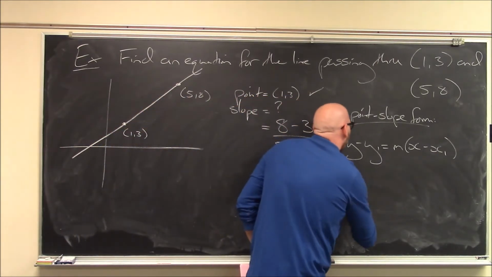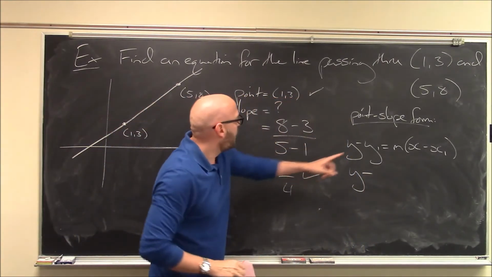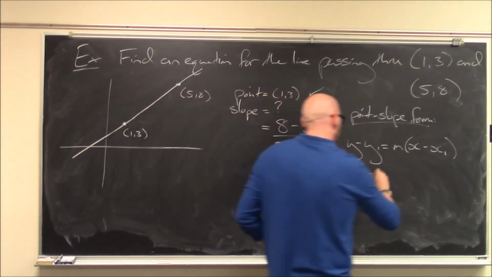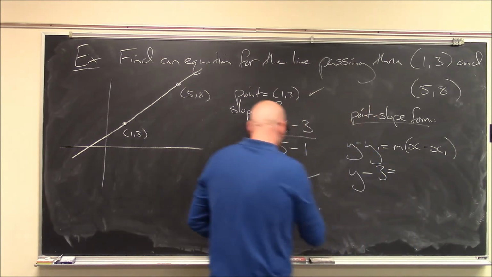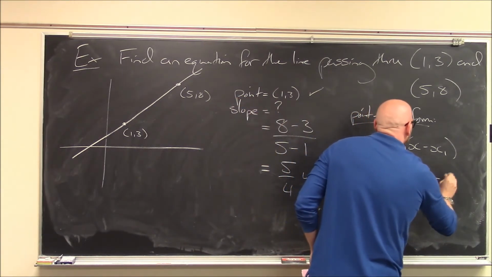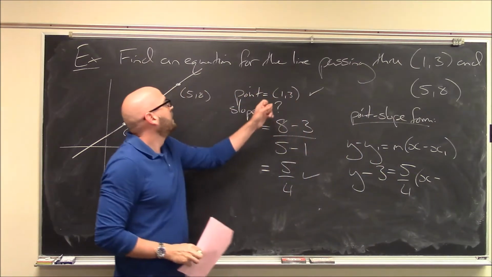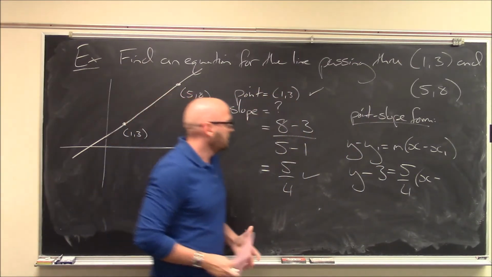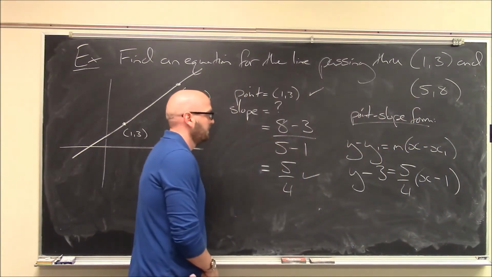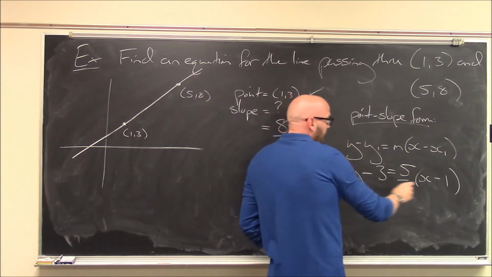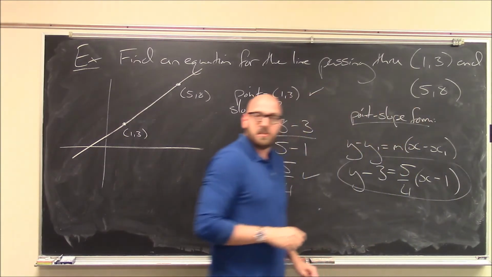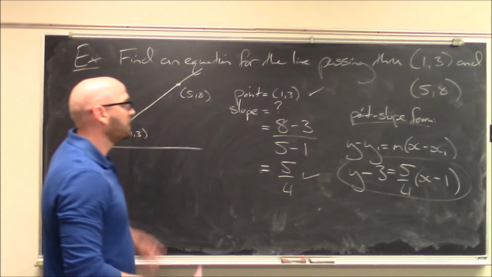So we've got y minus y1, the y coordinate of the point we chose, which is 3, equals m, 5 over 4, the slope, times x minus the x coordinate of the point we chose, 1. And if it was me, I'd say this is totally fine, right? If you want to leave your answer in that form, it's totally fine.